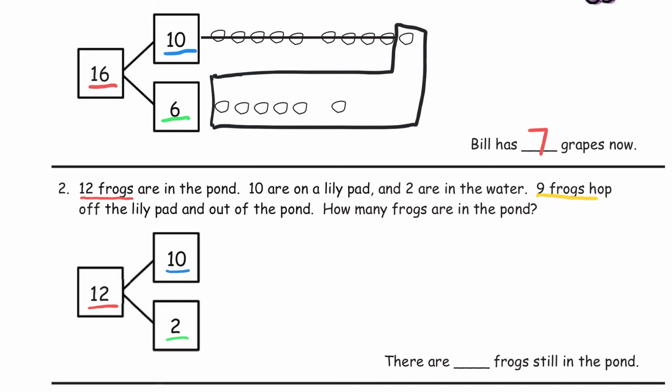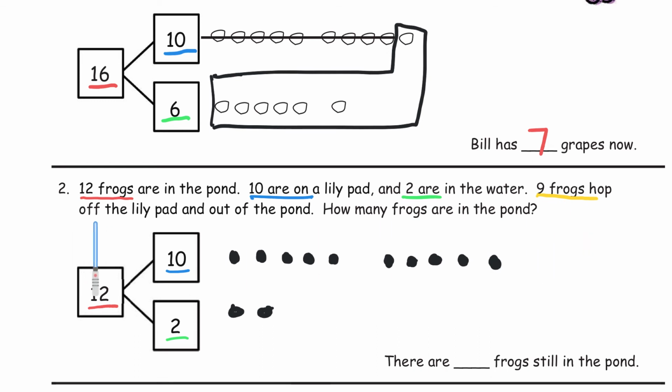All right, so let's do this. So we've got our number bond already drawn out for us. Let's put our dots down. So we have 10. So 1, 2, 3, 4, 5, 6, 7, 8, 9, 10. And then we have 2. 1, 2. So here's our 10. And here are the 2.